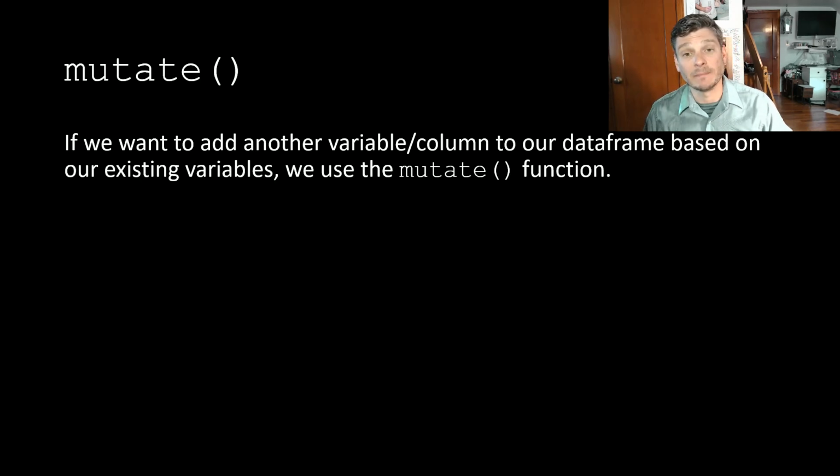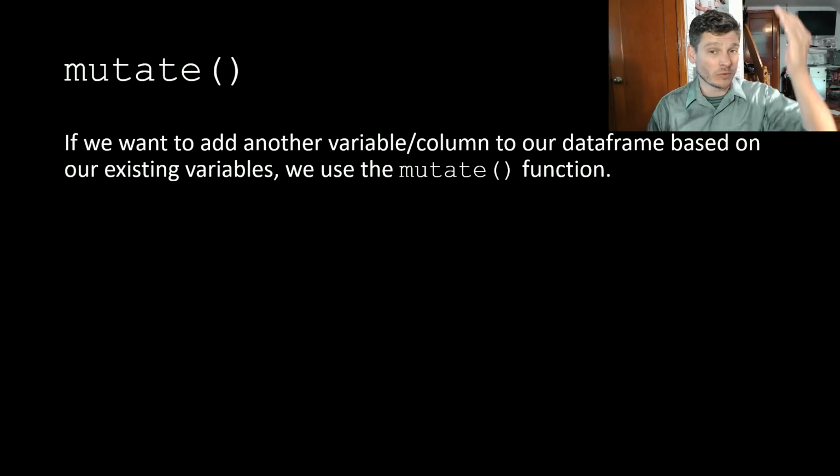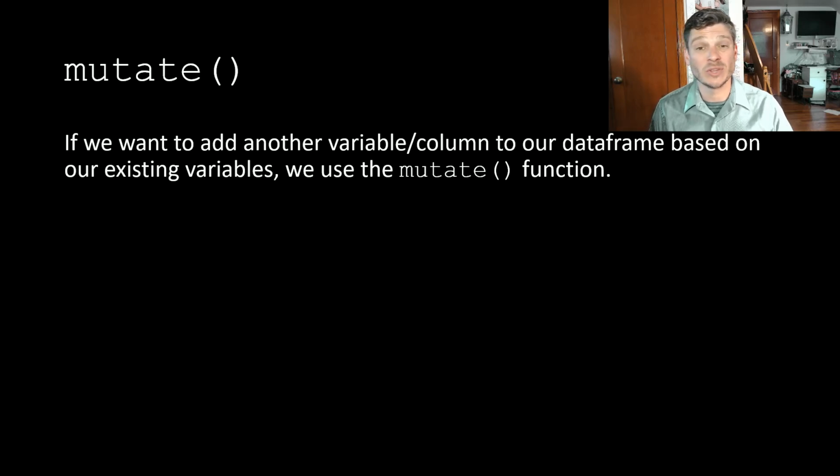All right, next up, how do we create something new? If I want to add another variable or another column to my data frame based on our existing variables, we use mutate. We can also use mutate to overwrite old columns in our data frame. We can absolutely overwrite an entire column using the mutate function, and that is a useful thing to do sometimes. We're not going to see an example of that, but I'll show you as we do the example.